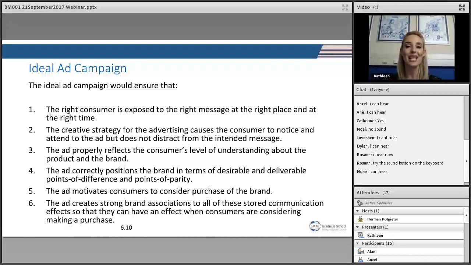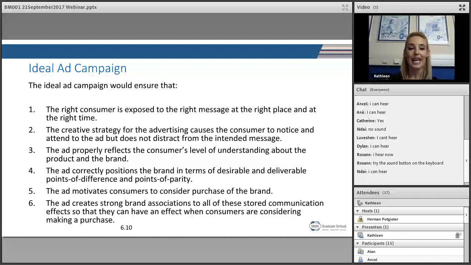We have to make sure that the content matches the customer's memory node. Remember, we said consistency is the key. The more times I expose you to the same information, the stronger your memory is going to be of it. So I have to make sure that I'm pitching my content at the correct level for my target market.